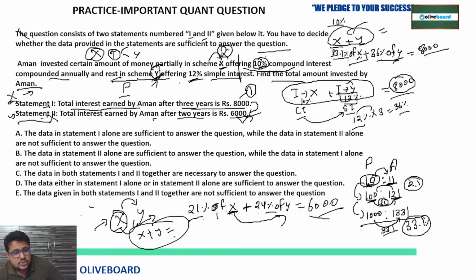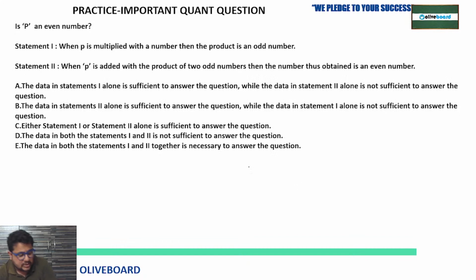So what we can say? Yes, statements 1 and 2 together are needed to answer this. So option C: the data in both statements 1 and 2 together are necessary to answer the question. So together we have to keep the data.